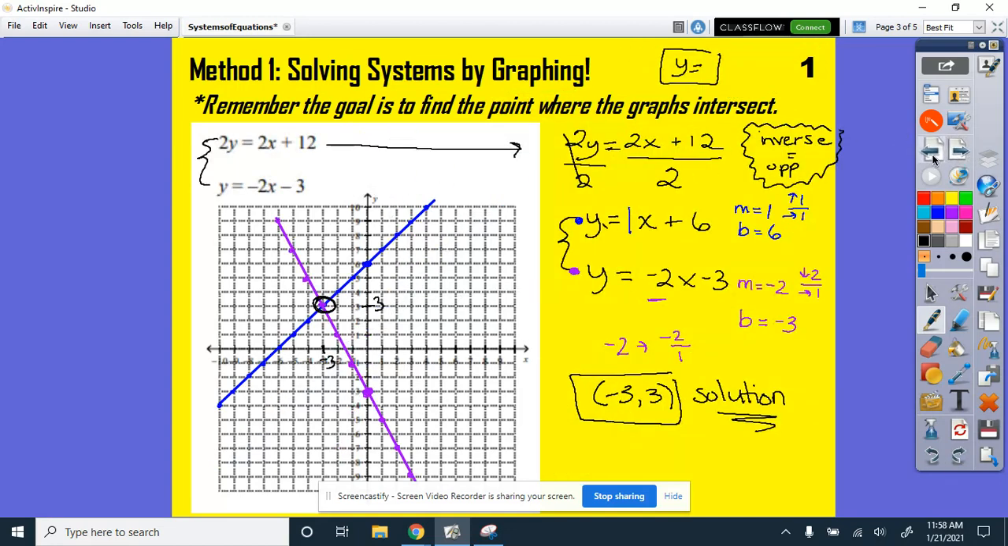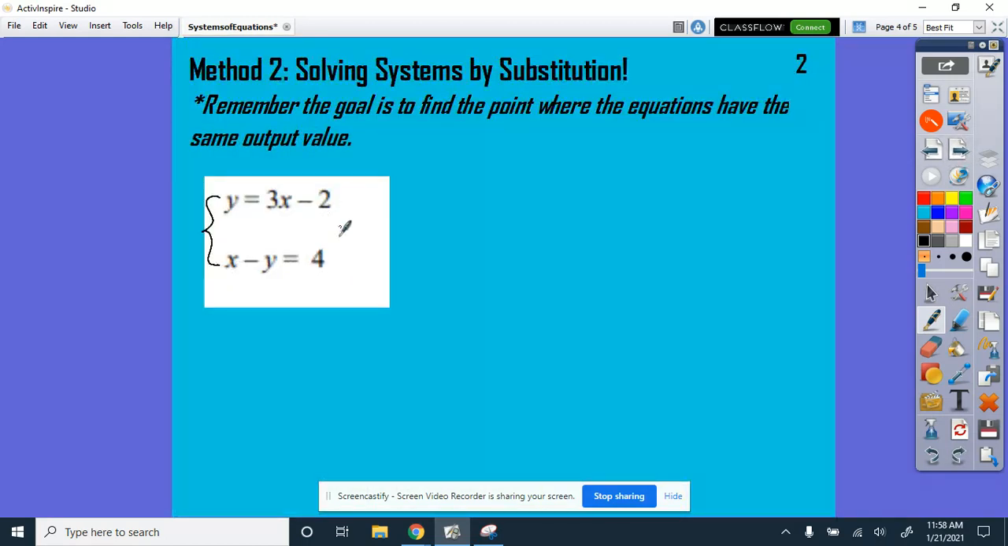One main thing that is different is that these two equations are in different forms. The first one, y equals 3x minus 2, is in slope-intercept form, and the second one is in what we call standard form. When you are choosing the method of substitution, you typically want to use it when one variable is already solved or by itself. It could be x or y.